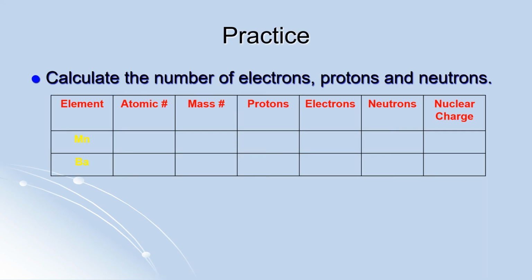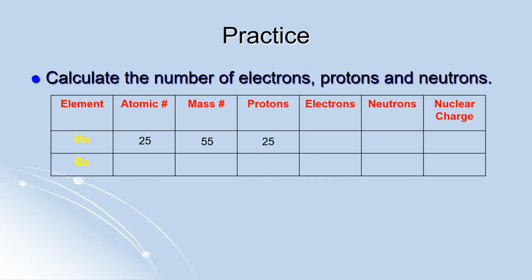So let's quickly do some of these examples. The first element that we see here is manganese, Mn. When you find that in the periodic table, look at the atomic number in the bottom left-hand corner. The atomic number turns out to be 25, and then also look at the mass number in the top left-hand corner, which is 55. So the number of protons, because the atomic number is 25, is 25 protons.